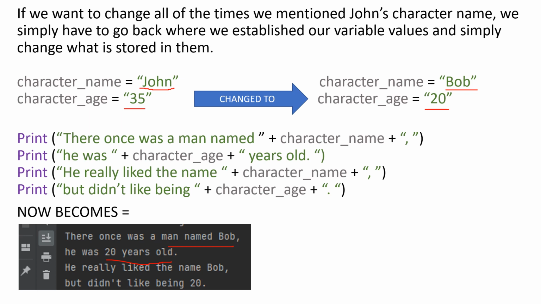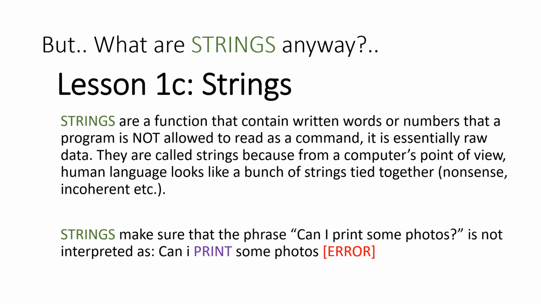Just by changing that one word, we've now changed the entire story. That is amazing. But what are strings anyway? Lesson 1C, strings. Strings are a function that contain written words or numbers that a program is not allowed to read as a command. It's essentially raw data. They're called strings because from a computer's point of view, human language kind of looks like a bunch of strings tied together. Gibberish, nonsense, incoherence, right? But to us, it's language. Strings make sure that the phrase, "can I print some photos," is not interpreted as, "can I print some photos?" That will think that it's a command and therefore spit out an error.